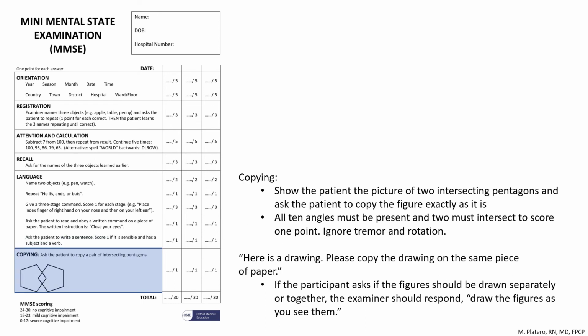For this item, show the patient the picture of two intersecting pentagons and ask the patient to copy the figure exactly as it is. All 10 angles must be present and 2 must intersect to score 1 point. Ignore tremor and rotation. You may follow this script. Here is a drawing. Please copy the drawing on the same piece of paper. If the participant asks if the figures should be drawn separately or together, the examiner should respond, draw the figures as you see them.